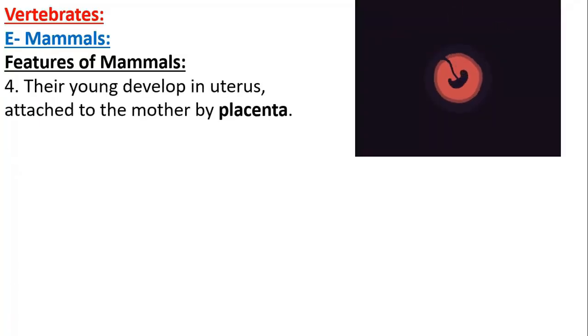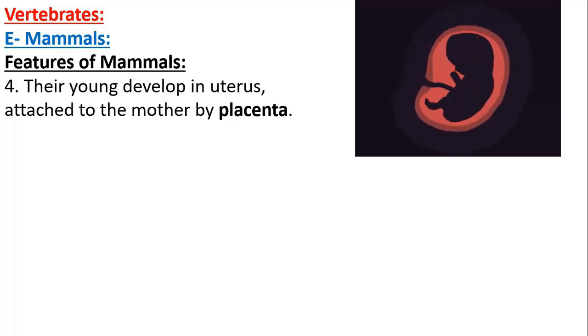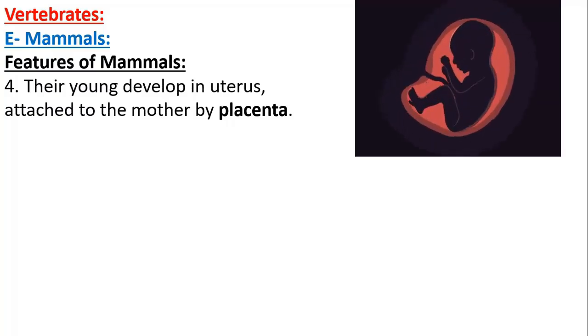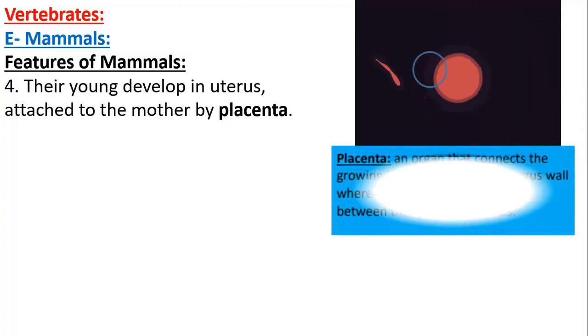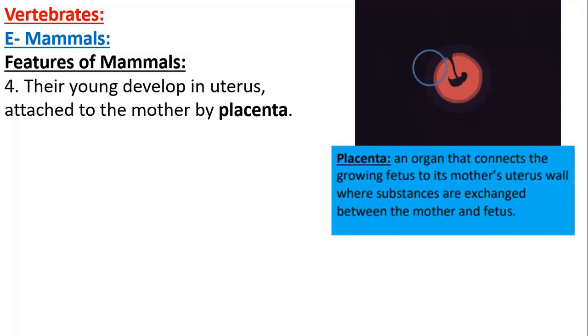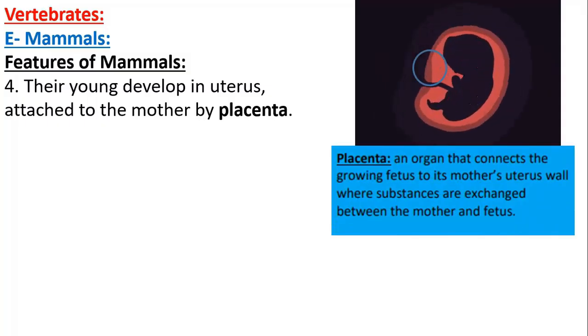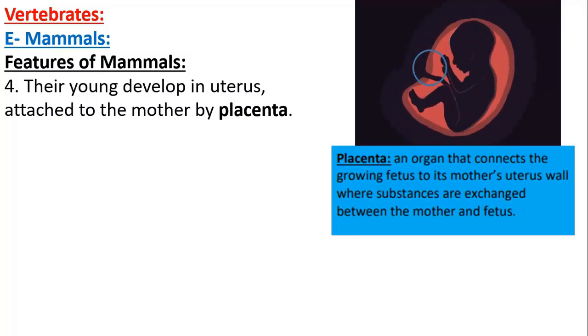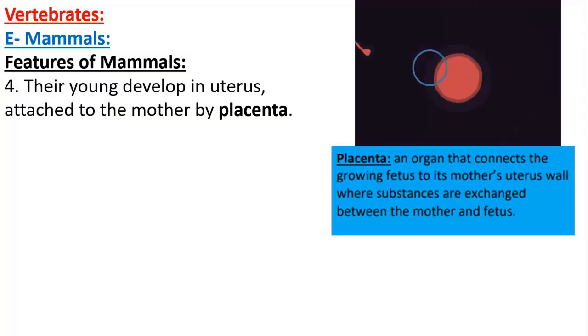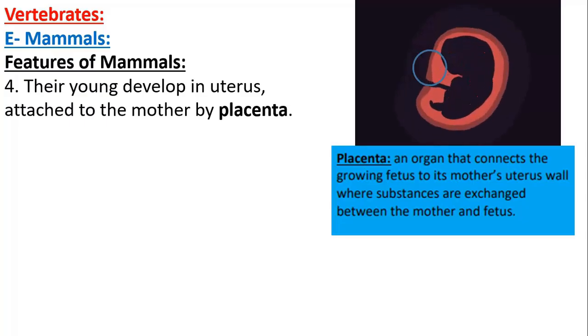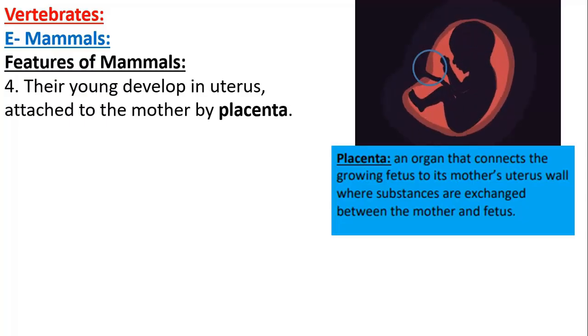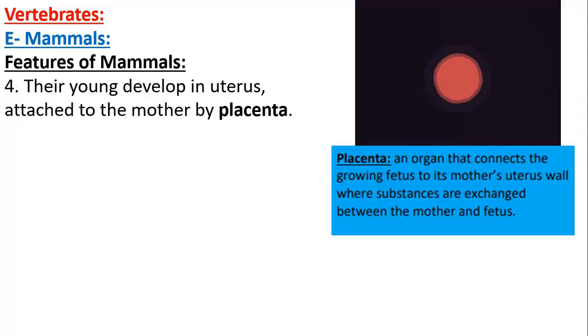What else do we know about mammals? Their young develop in the uterus of the mother, and it gets attached to the mother by the placenta. So what's the placenta? Have a look here in this GIF. This is an organ that connects the baby to the mother, or the growing fetus to the uterus wall, where substance exchange happens between the mother and the fetus. The mother provides the fetus with the nutrition it needs to grow, while the fetus excretes and gets rid of any unwanted substances through the placenta.